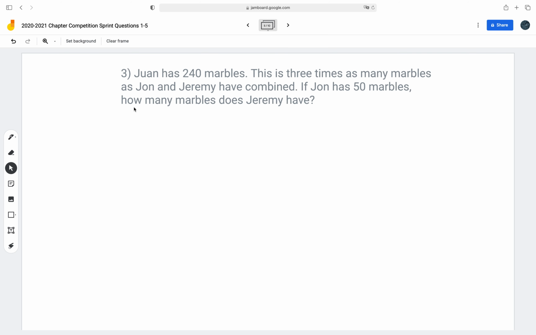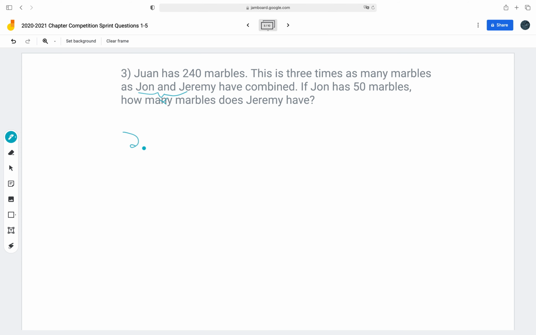Question 3. Juan has 240 marbles. This is 3 times as many marbles as John and Jeremy combined. If John has 50 marbles, how many marbles does Jeremy have? So if 240 is 3 times, let's say, John and Jeremy, the amount is X.